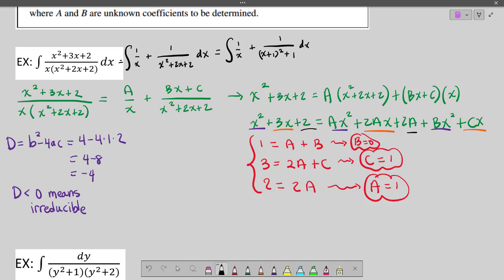And what form is that one in? Tan inverse? So this will be natural log absolute value of x plus inverse tangent of x plus 1 divided by the derivative of x plus 1, which is just 1, and then plus c.